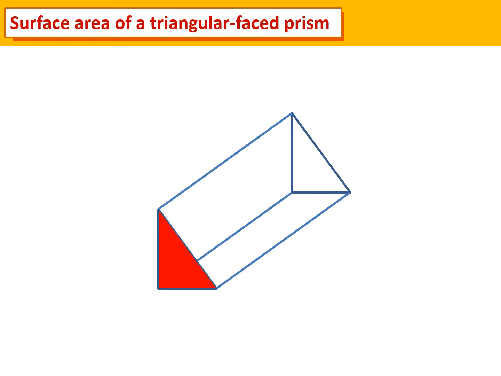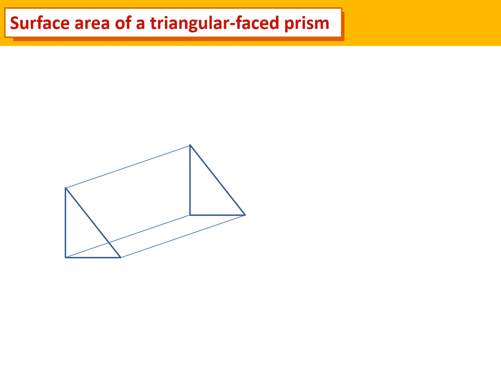A prism is a shape which has a constant cross-sectional area running from front to back or top to bottom or left to right. In this case, it's from front to back. And that constant cross-sectional area is this red triangle. So if a shape has a constant area running through it, it's a prism.